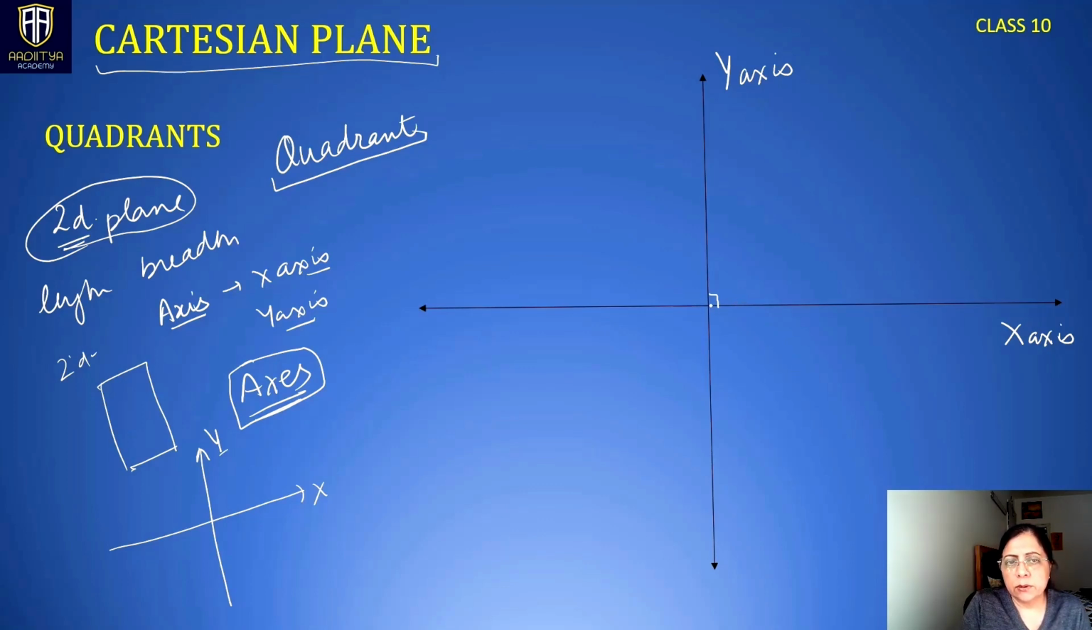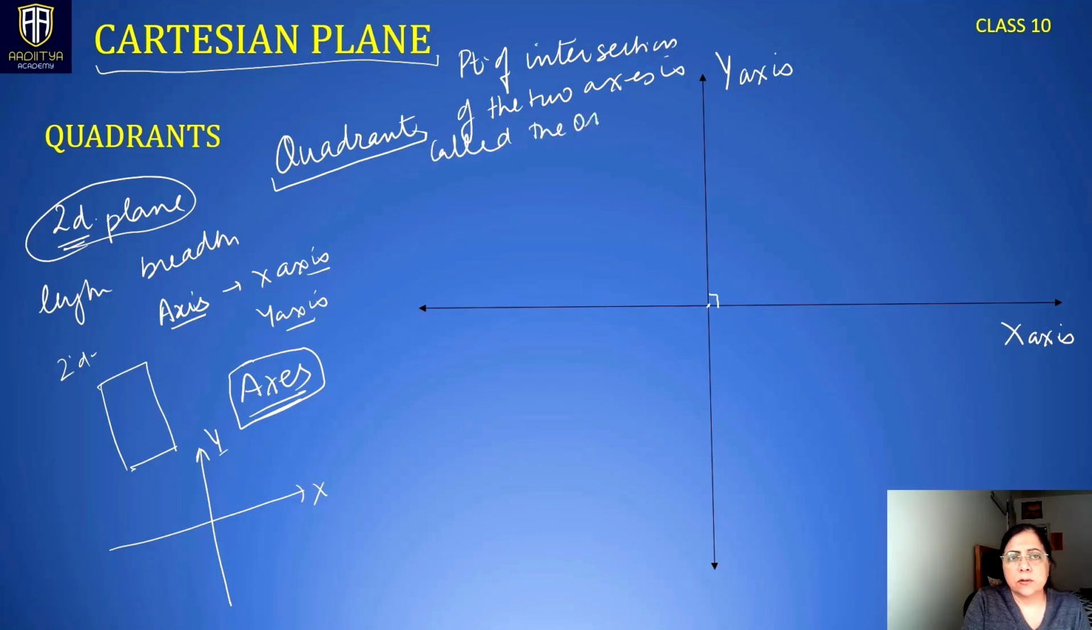Let me explain to you. The point of intersection of the two axes is called the origin. Origin, right? So this point is origin. I'm writing O here. At this moment, both the axes represent 0, 0. That means the address of x-axis at this point is 0 as well as the address of y-axis at this point is 0.